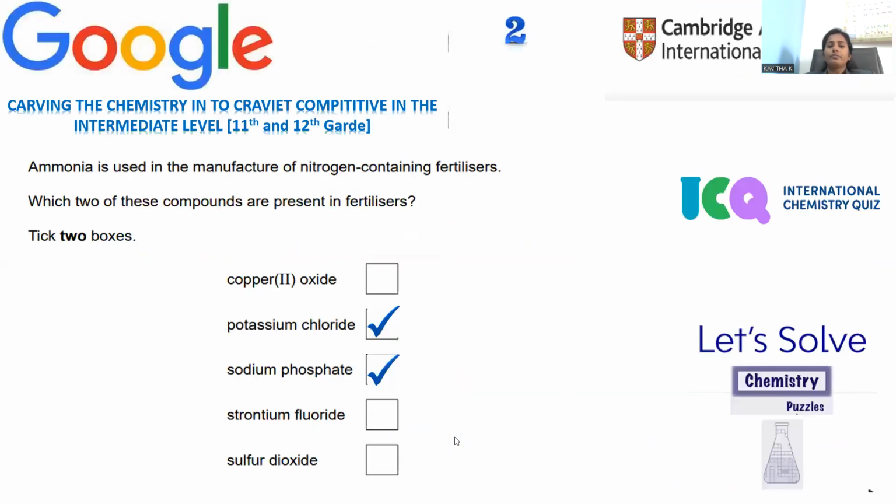Move on to question number two. Question number two collected from Cambridge Assessment International Education. Ammonia is used in the manufacture of nitrogen containing fertilizer. Ammonia is a starting material for the manufacturing of nitrogen containing fertilizers. Which two of these compounds are present in fertilizers? Okay, so here one of the terms they only mentioned themselves. One is nitrogen. Nitrogen is very important for fertilizer.